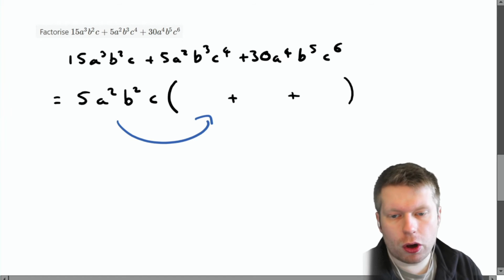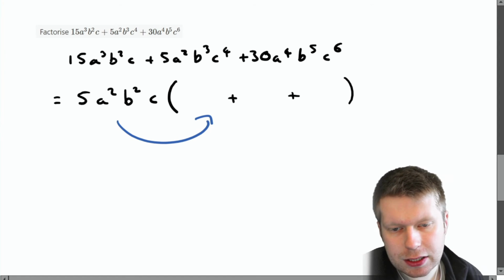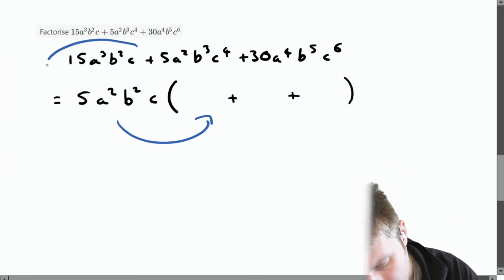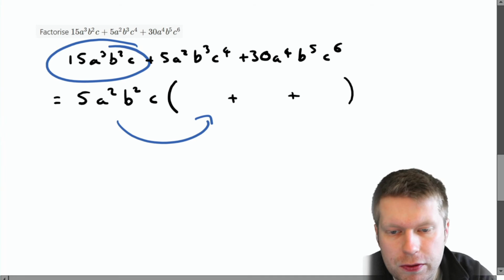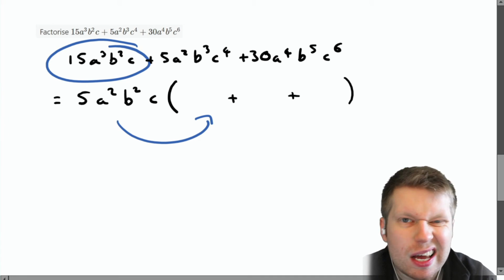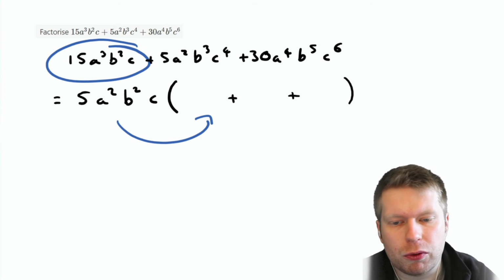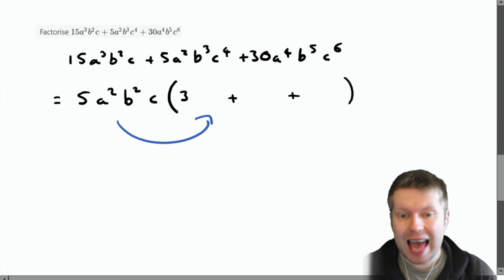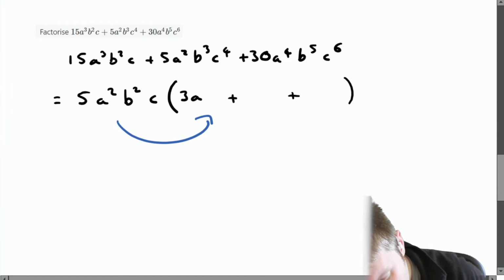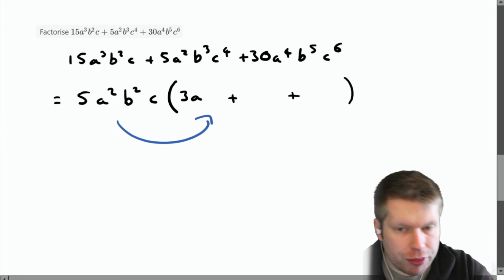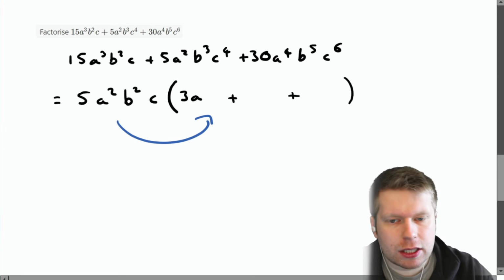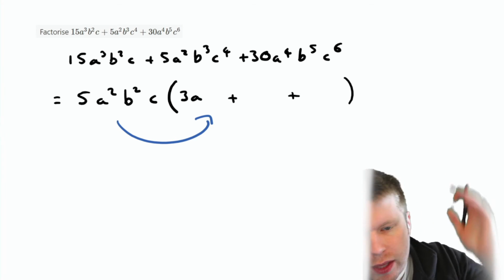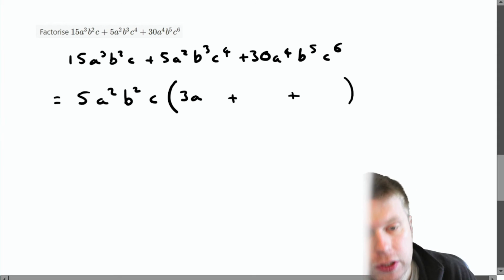So if I have a look, by taking 5a squared times b squared times c, and I times it by something, it's got to give me 15a cubed b squared c. Effectively, I've just got to fill in the blanks here. Well, 5 times 3 is going to give me 15, so I've got to put a 3 here. And then a squared times a is going to give me a cubed. b squared times nothing, well 1 effectively, is going to give me b squared. And c times 1 is just going to give me c. So that's fine for the first term.